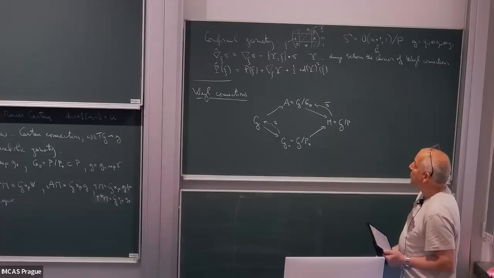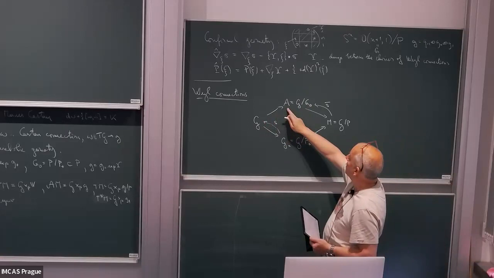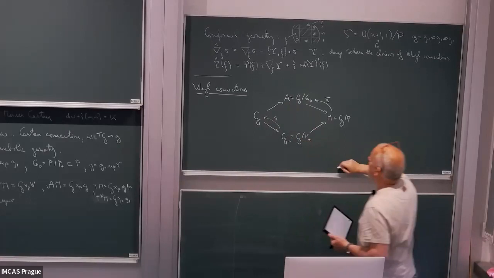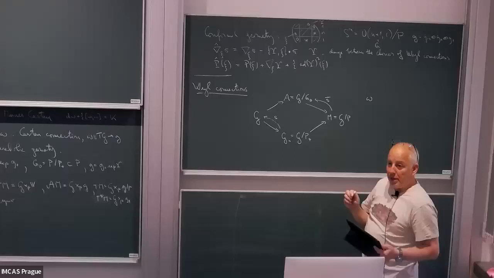But then let us now look at A. So G is now a G0 fiber bundle, a principal fiber bundle over A. There you see that. And omega is what? It is a one form.